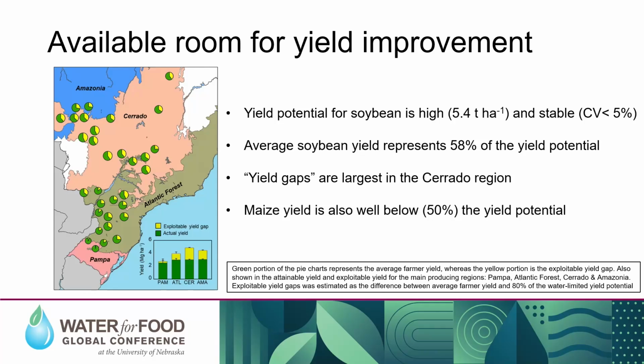Besides soybean, we also found that the maize yield is well below the potential, only representing about 50% of what the soil and the weather of Brazil will allow.